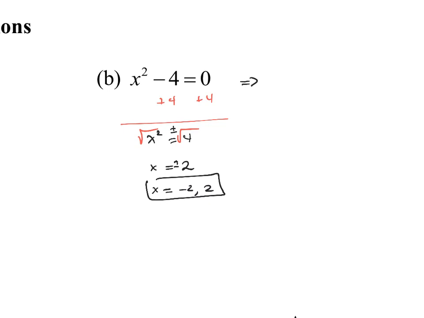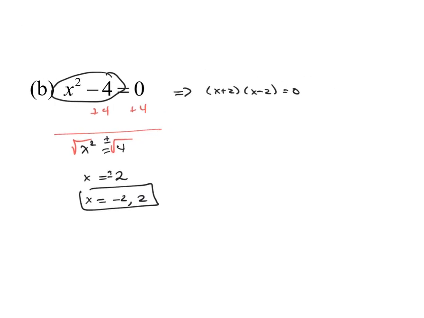So what's a fail-safe way of doing this if you don't want to forget the plus and minus? Well, it would always be to factor. Look at this original problem. X squared minus 4 is the difference of squares. That would factor into x plus 2 and x minus 2 equals 0 because it's a difference of squares. Go ahead and verify that. You need two numbers that multiply to be negative 4 and add to be 0. Those are your two numbers.